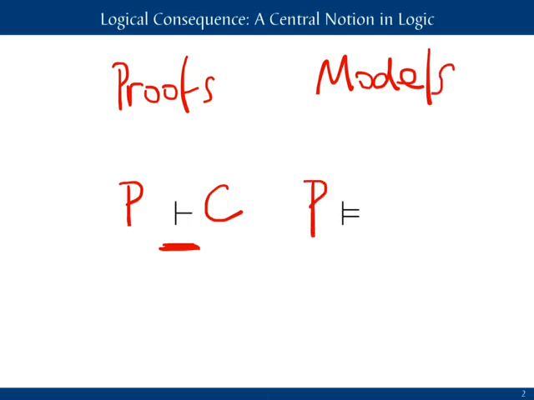On the other hand, we could define this notion in terms of models. And again, we say the argument from P to C is valid, but now, instead of defining it in terms of proofs, we say that the argument from P to C is valid if it's got no counterexample, if there's no way of making the premise P true and the conclusion C false.